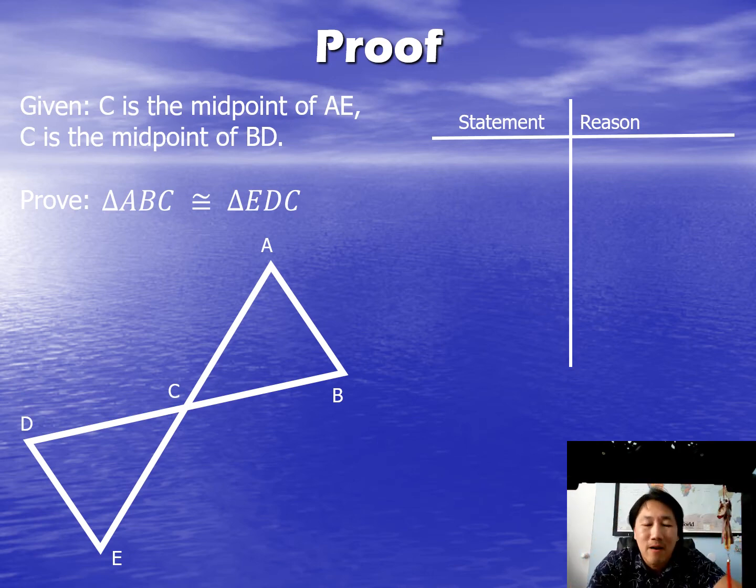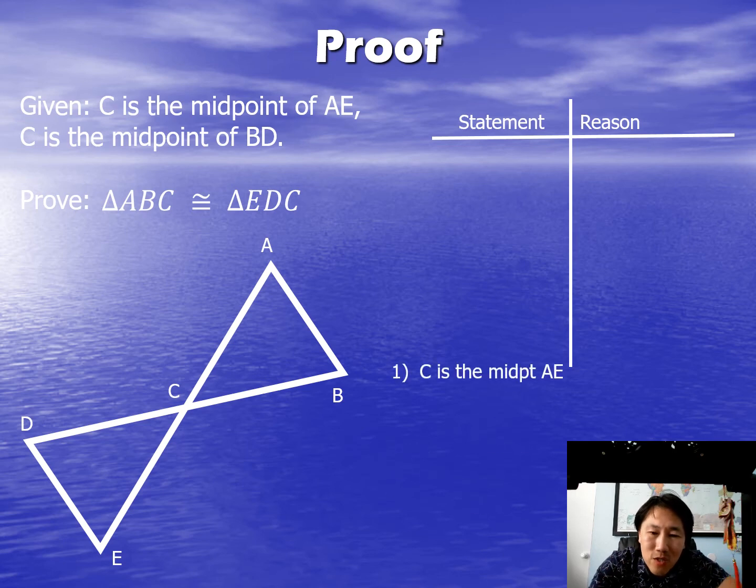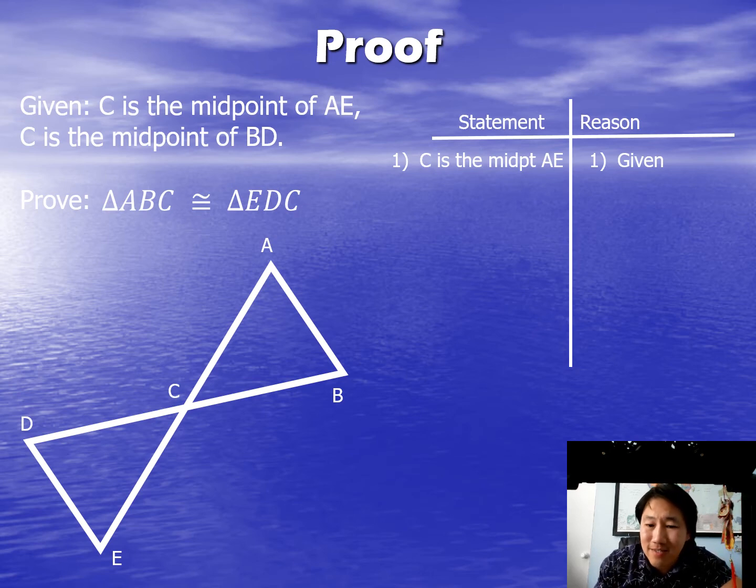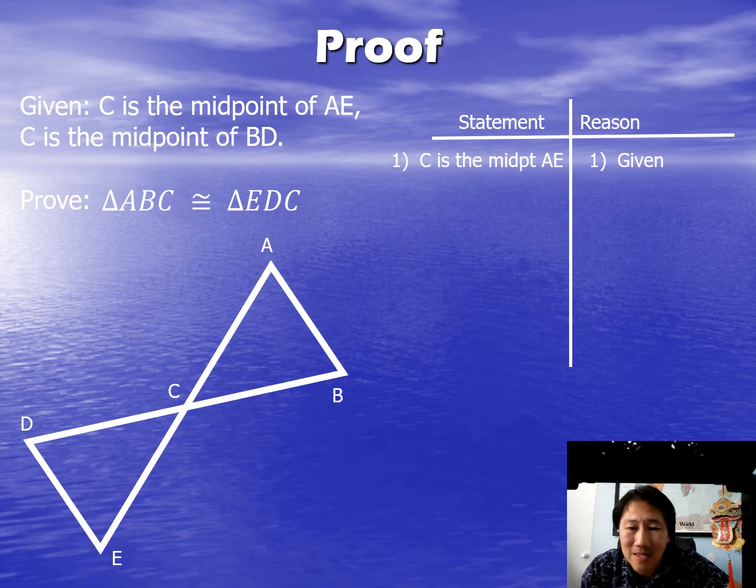All right, so right now, we always start with the given. C is the midpoint of AE, given. Notice I only wrote one of the givens down. I didn't write them both. I don't have to write them both, even though most of the time you just write everything. But I'll show you why in a little bit. And if you write both at the beginning, that's fine too. I won't mark you wrong. But okay, so C is the midpoint of AE.